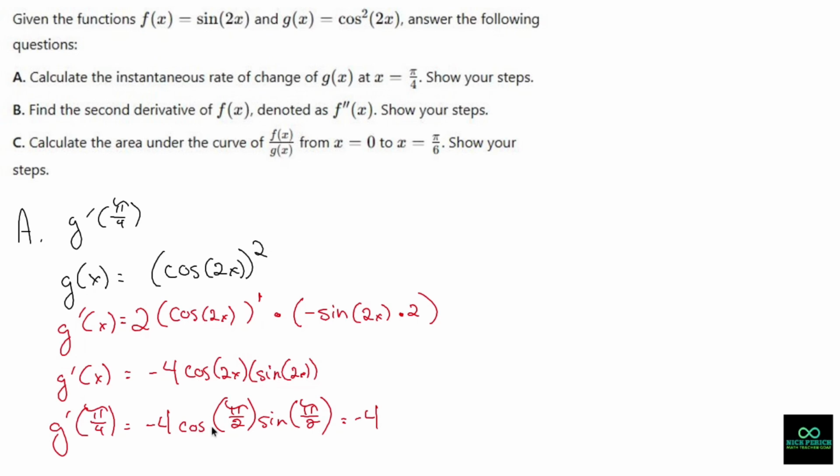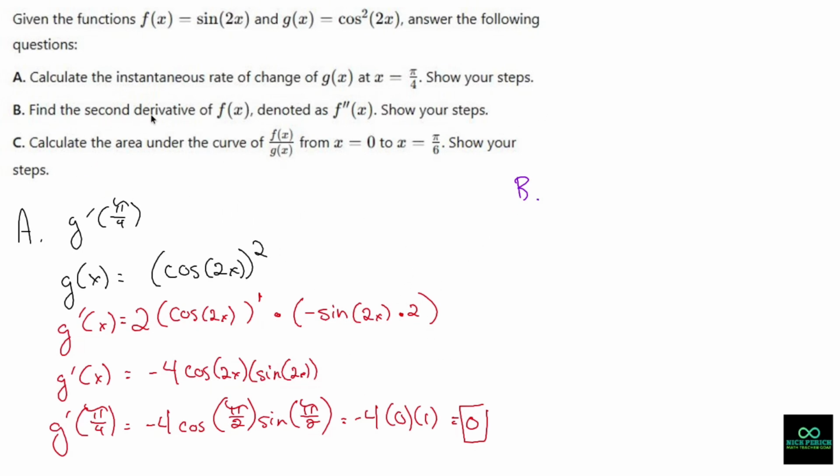Cosine of pi over 2 is the same as cosine of 90 degrees, which is a big fat nothing. And sine of pi over 2 is going to be, well, who cares, because all of this is just going to be 0. So the instantaneous rate of change at x equals pi over 4 is 0, which means the tangent line is a flat horizontal line. Fun, fun, fun in the sun. Okay? Show your steps. I did.